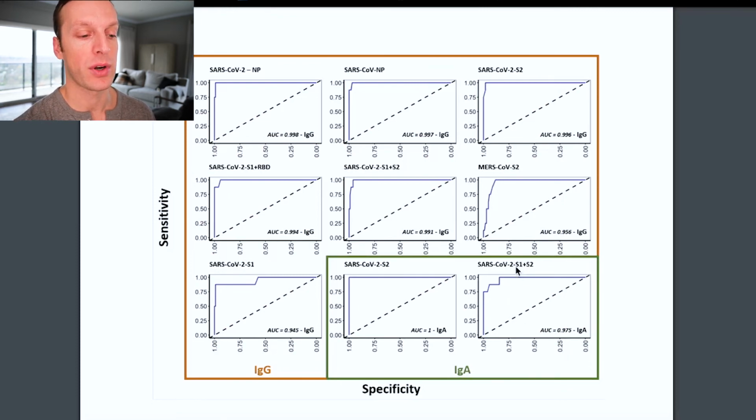So if you add spike protein 1 and spike protein 2 together to the IgA assay, you can see that it performs less well. Still actually quite a good test. Its area under the curve is 0.975, a very strong test considering everything that we typically use in medicine to make decisions, but it doesn't perform nearly as well as using just the spike protein 2 or the NP protein.